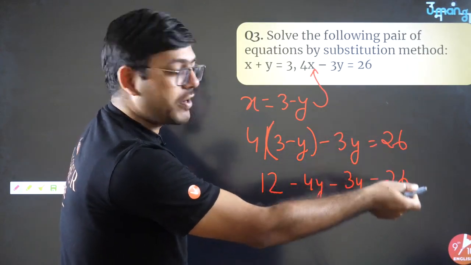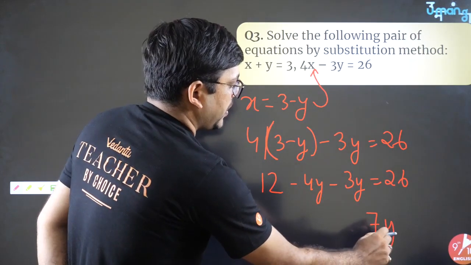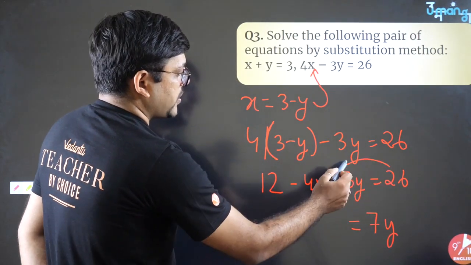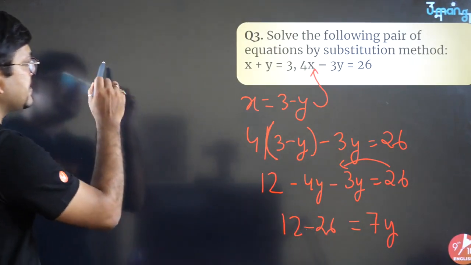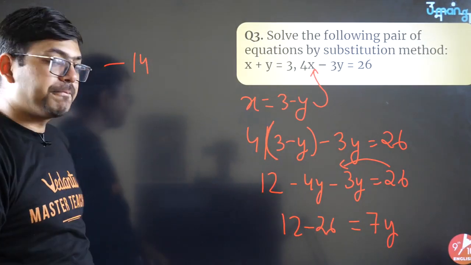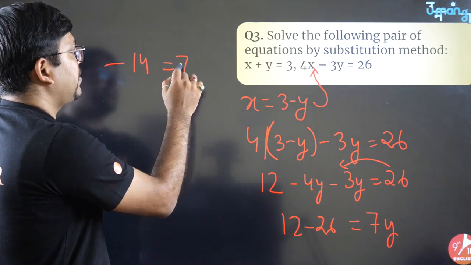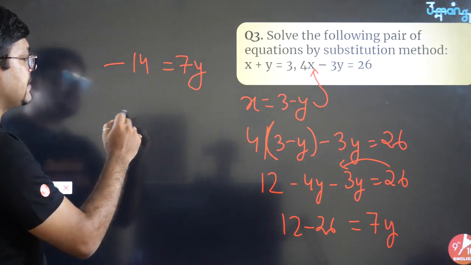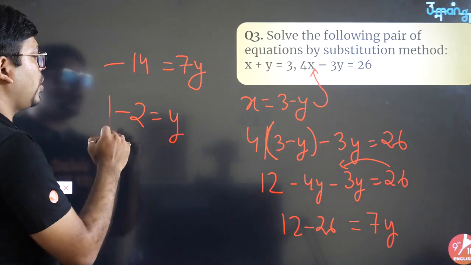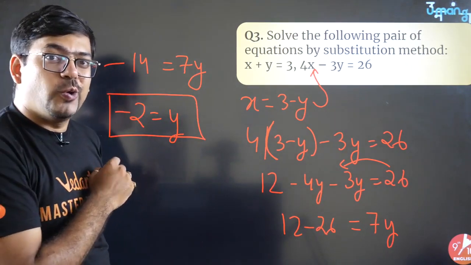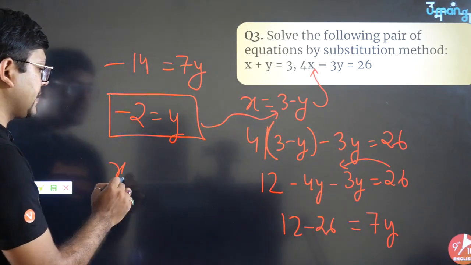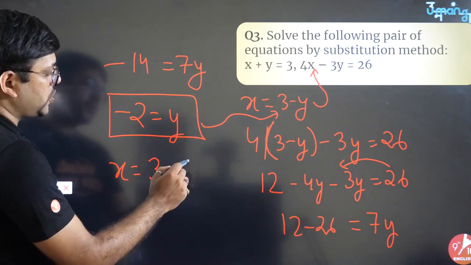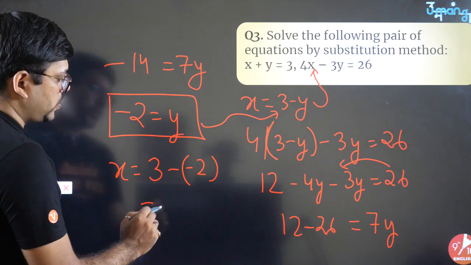I will send that minus 7 to that side, so it will become plus 7y equals, I'll send this 26 to this side, so it will become 12 minus 26. 12 minus 26 is nothing but minus 14, equals 7y. So 7 will cancel, giving minus 2, and hence you got y equals minus 2. Once you got y equals minus 2, very easily put it here. So you will get x equals 3 minus of minus 2, that is 3 plus 2, which is 5.